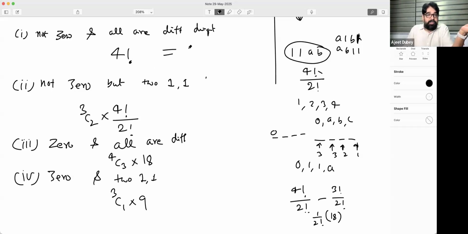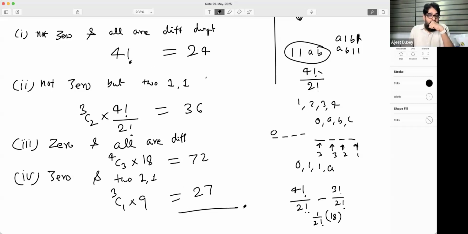Let's calculate. This will be what? 24. This will be what? 3C2 means that will become 3. And 3 into 12, 36. And this will be 4 into 18, how much? 72. And this will be 3 into 9, 27. Check how much is coming. 9 and 10, 19. 1, 2, 3, 5, 7, 12, 14 and 15. 159.